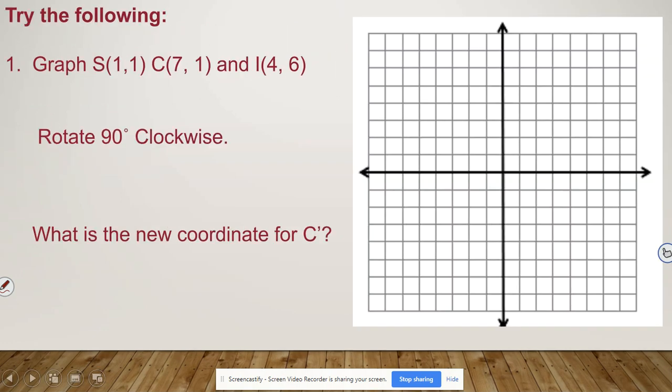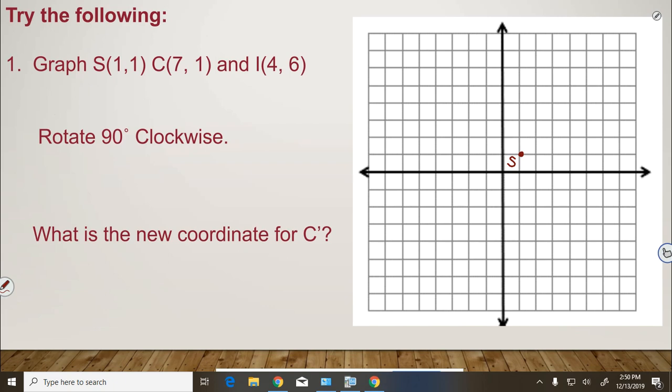So here we're going to start by graphing SCI. S is (1, 1), which is right 1, up 1. C is (7, 1), so that's right 7, up 1. And I is (4, 6), so that's right 4 and up 6. Right there, we have what looks like an isosceles or equilateral triangle. Isosceles is when two sides are the same, equilateral is when all three are the same. And we want to rotate it 90 degrees clockwise. Switch, change y.